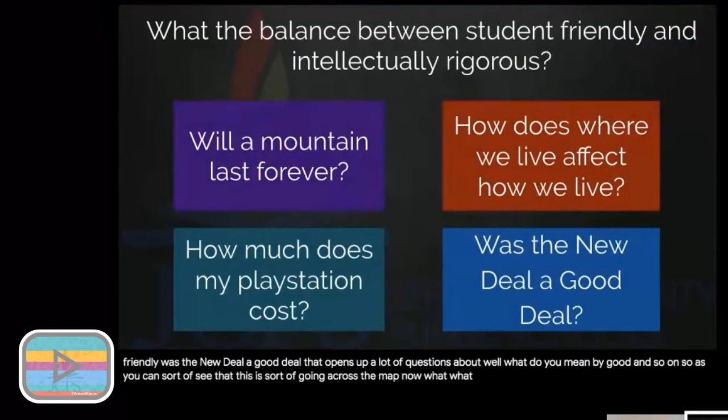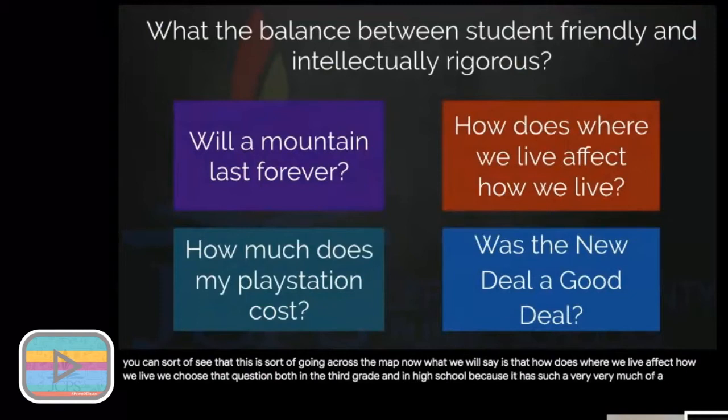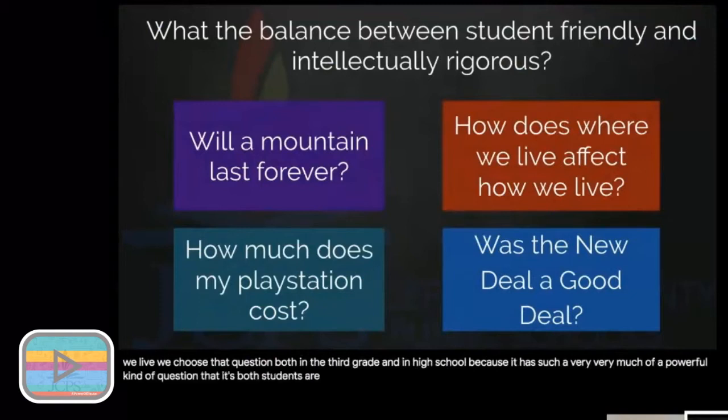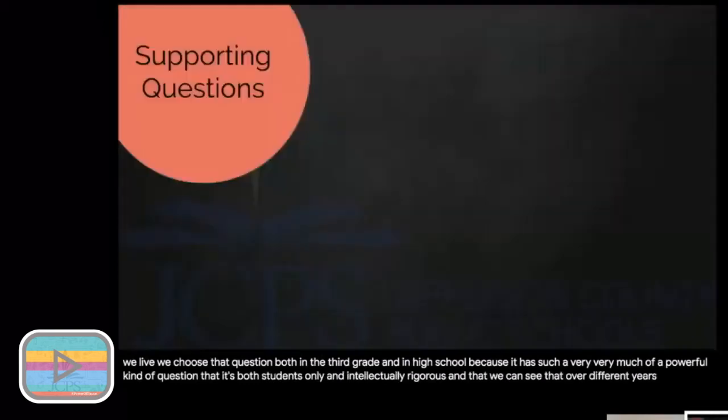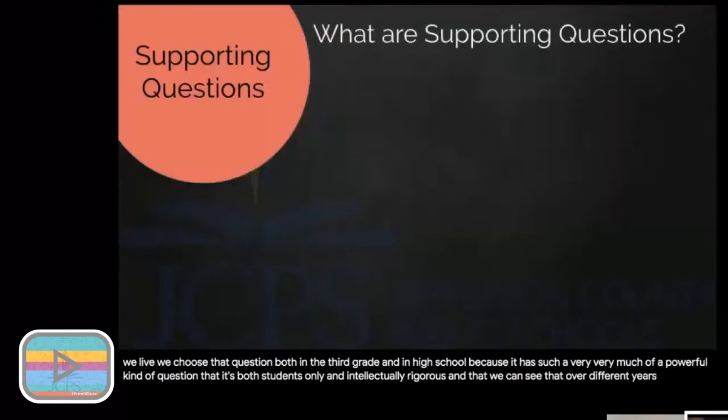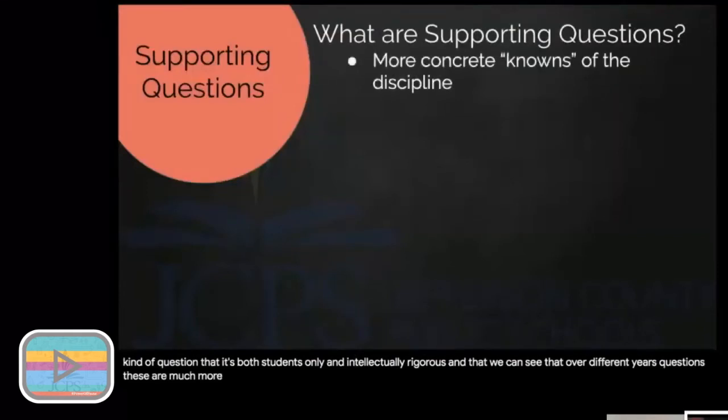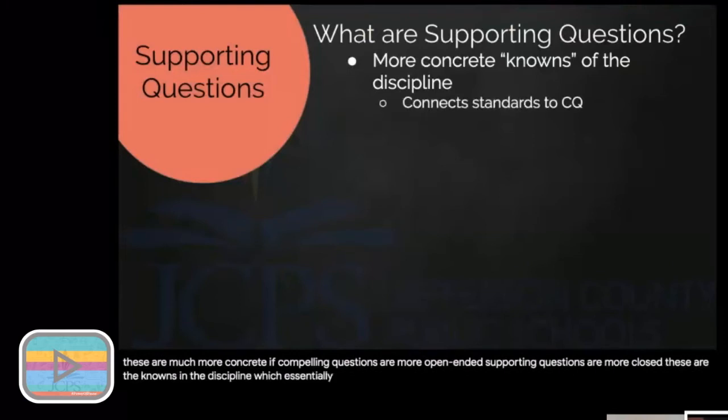Now, what I will say is that, how does where we live affect how we live? We've used that question both in the third grade and in high school, because it's such a powerful question that it's both student friendly and intellectually rigorous, and we can see that over different years. When it comes to supporting questions, these are much more concrete. If compelling questions are more open-ended, supporting questions are more closed. These are the knowns in the discipline which essentially connect the standards to the compelling question.